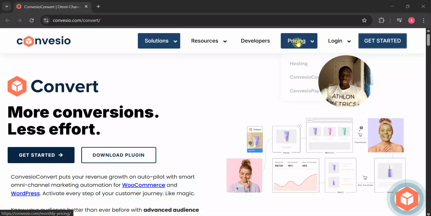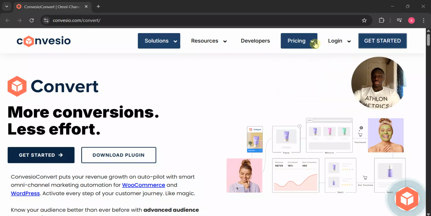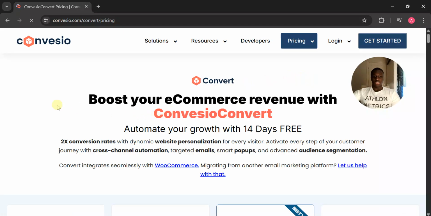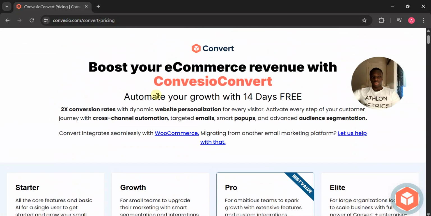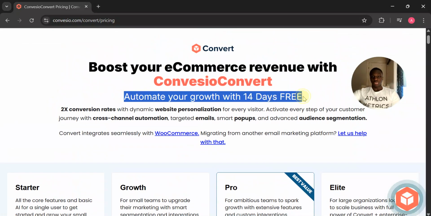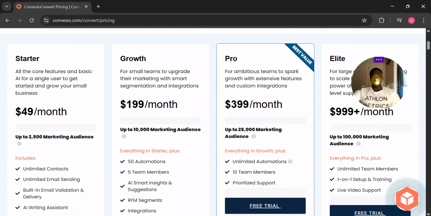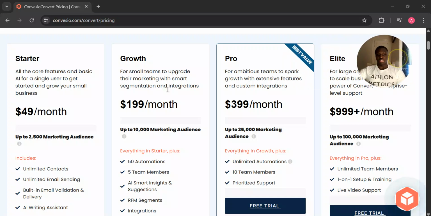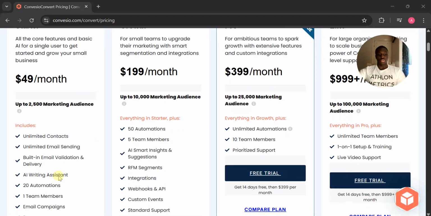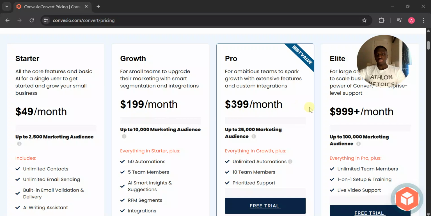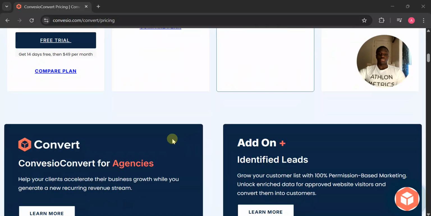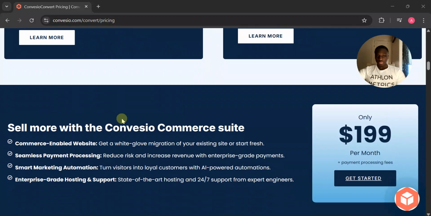Also, one final thing I want to talk about is the pricing. If we go and check the pricing for this specific software, ConvesioConvert, we can see that it is very clear, right? It clearly states that you get a 14-day free trial, and then we can see each tier is clearly displayed with all the features underneath the tier, and the price is clearly explained. So that is very helpful in terms of allowing the prospect to decide which option is best for them. So this is really good.